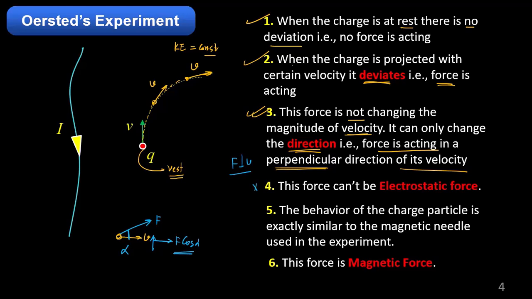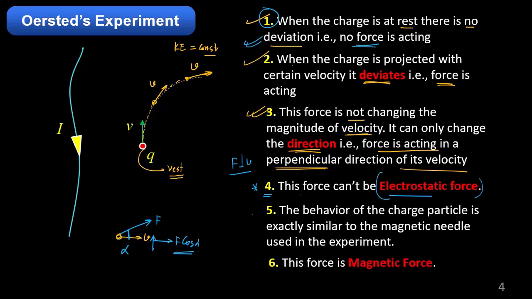Now, the important observation is the fourth one. The fourth one says that the force cannot be electrostatic in nature. Why? Because if the force is electrostatic in nature, then that force would be observed in situation number 1. When the particle is at rest, I observe that there is no deviation. That means no force is acting. If there were some kind of electrostatic force, the particle would show some deflection. But it is not showing any deflection when the particle is at rest. That means that particular force cannot be an electrostatic force in nature.